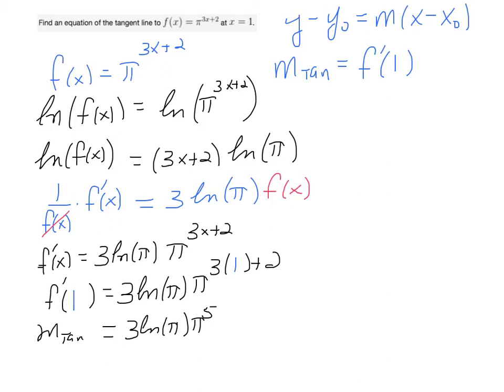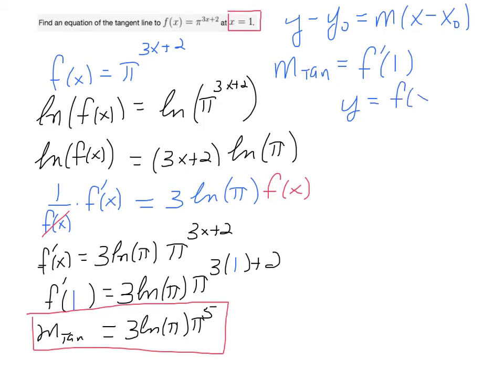So now that I have the slope here, I know what x is. I need to find out what y is. But remember that y is given by f of x, so the y naught is given by f of 1, which is simply the function evaluated at 1. So if I plug in 1, I get that y naught is equal to pi to the fifth.